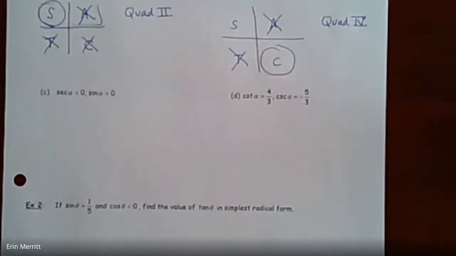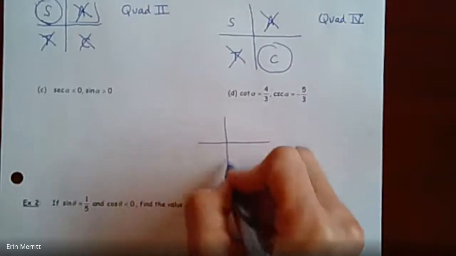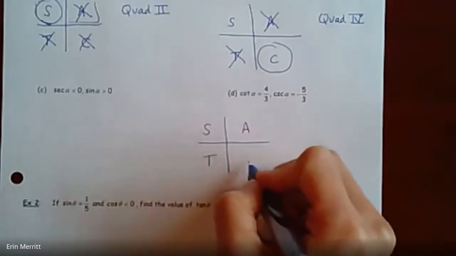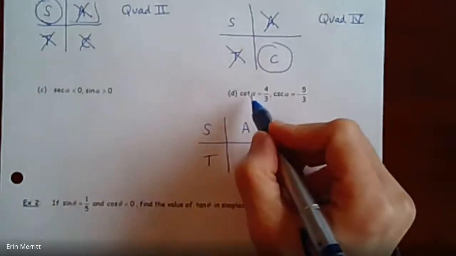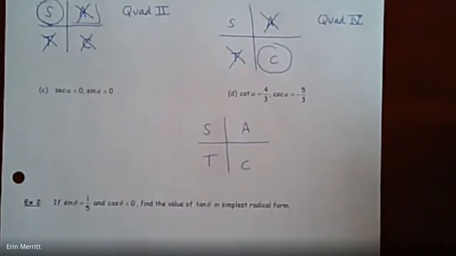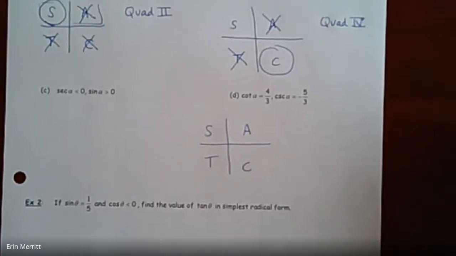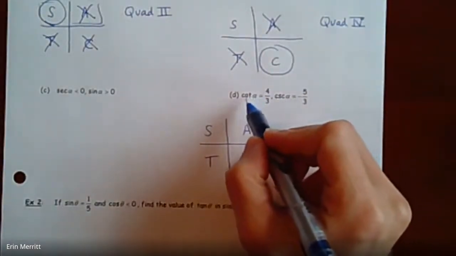If we do one more of these, we've got C and D. Maybe let's go with D, just because that one's a little bit different. So again, A, S, T, C. All students try cheating. All right. This one I wanted to look at specifically because you're given the reciprocal functions. So they're telling you about cotangent and about cosecant, which neither one of those represents the C on the chart. So I would strongly suggest writing right beneath it or above it which trig function that goes with.